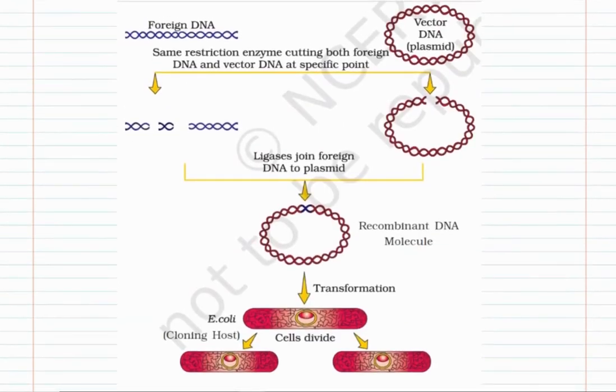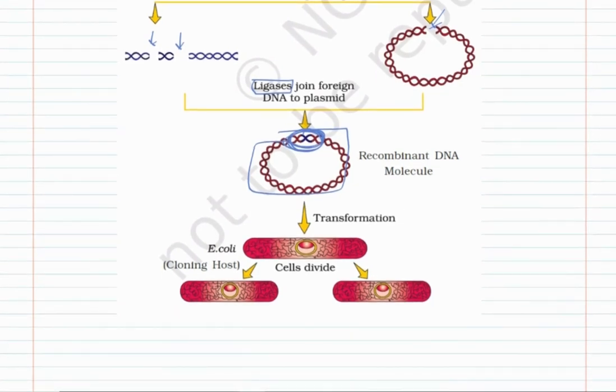Now to summarize the steps of recombinant DNA technology, we take a foreign DNA which has the gene of interest, and we take a vector DNA which may be a plasmid, a cosmid or any other such vector. We will cut both the vector DNA and the foreign DNA using the same restriction enzyme producing the sticky ends. Then we will use the enzyme ligase. This ligase will attach our foreign DNA into the vector. So now we have the recombinant DNA molecule. This recombinant DNA molecule is inserted by a process known as transformation, which can be indirect or direct.